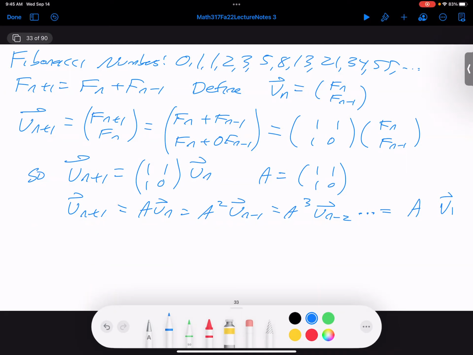So in the first one, I had A to the first power V sub n. 1 plus n is n plus 1. The second one, I had a squared V sub n minus 1. The power of a went up by 1, the index went down by 1. The sum is still n plus 1.